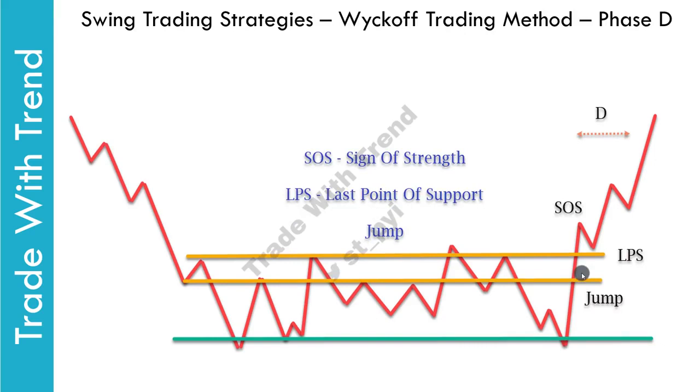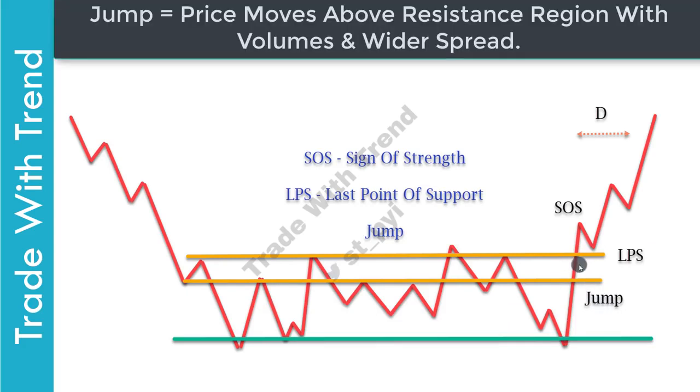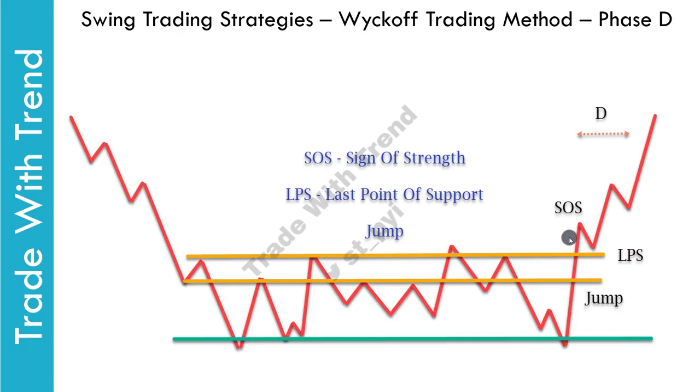So let us now move to phase D. The first thing that you will spot in this phase is marked as jump. So jump is when price will move above the resistance region of the range with volumes and range of candles seeing a noticeable pickup. Now at times when this range is breached, volumes won't expand, but in general always look out for the spread of candles to widen and for volumes to pick up. This would actually signify a strong presence of buyers within the system who are participating when the price is breaking out.